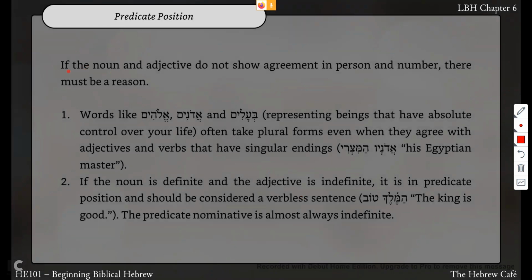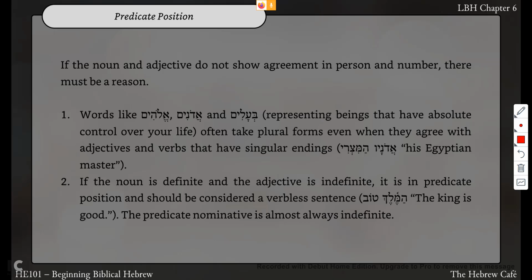All right. If the noun and adjective do not show agreement in person and number, there must be a reason. Either the adjective is not modifying that noun at all, it's modifying something else. Or in words like Elohim, Adonim, Be'alim, these words that represent mastery, God, Lord, Master. If someone has absolute power over your life, if they can control whether you live or die, then many times it's written in the plural.